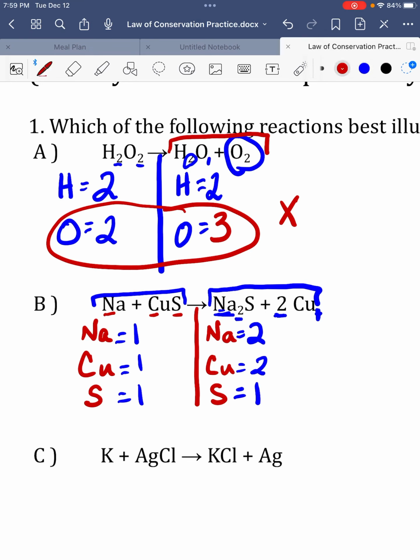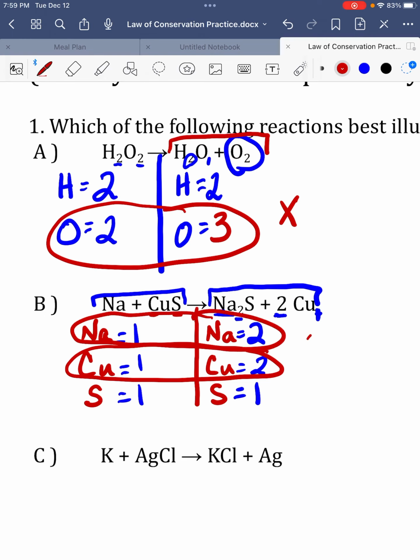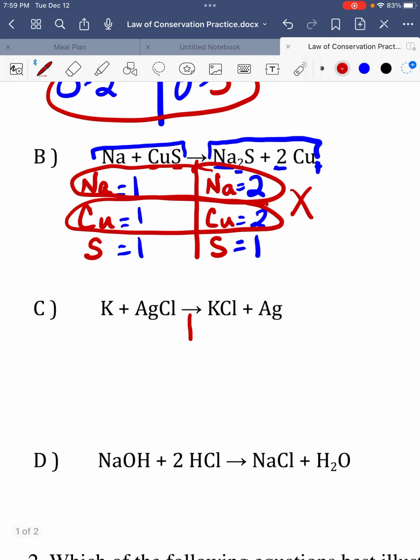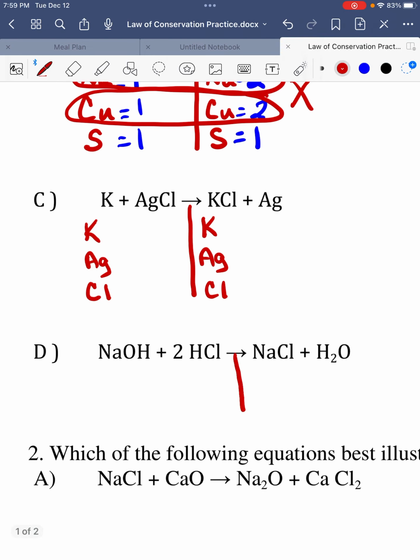Well, now we can see that the coppers do not match and the sodiums do not match. So this does not follow the law of conservation of matter. You are going to continue to keep working these problems until you find the one that does have the same number of atoms on both sides of the equation. You are still required to work all the problems, even if you find one that does work.